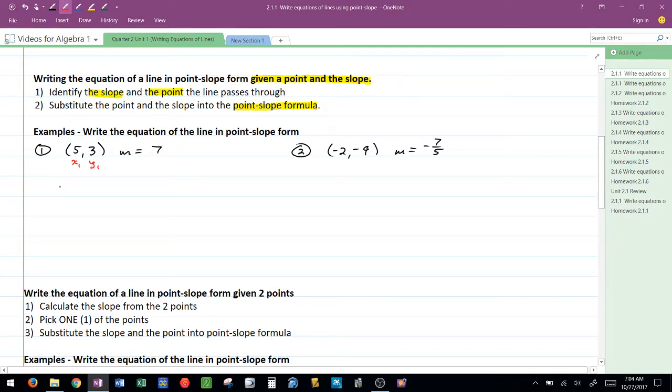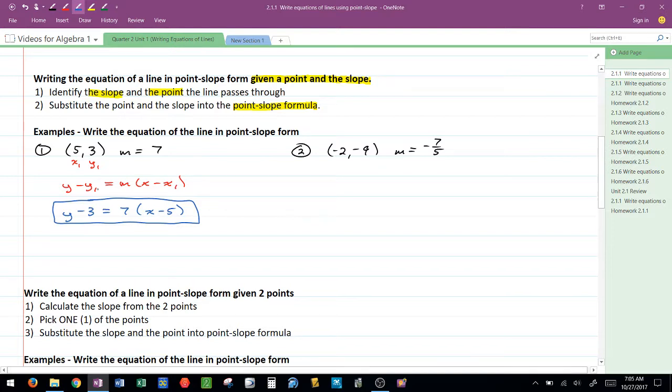Remember, this is going to be my x1, y1, and there's my slope. I need to use this formula called point-slope, which is y minus y1 equals m times x minus x1. And yes, you are expected to memorize that formula. I take all the coordinates here, y1, m, and x1, and substitute them into the formula. I have y minus 3 equals 7 times x minus 5. That is the equation of the line in point-slope form.